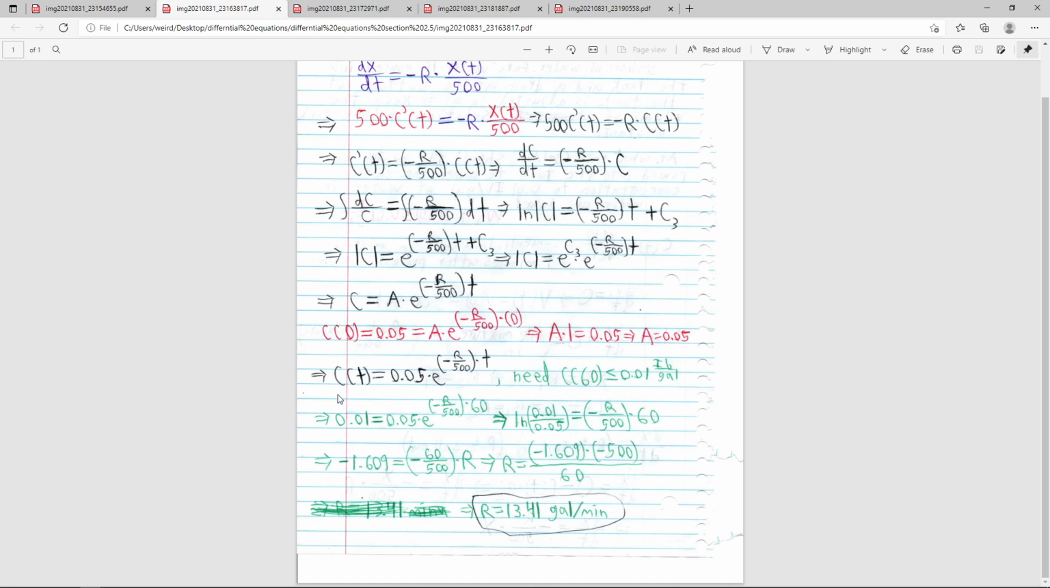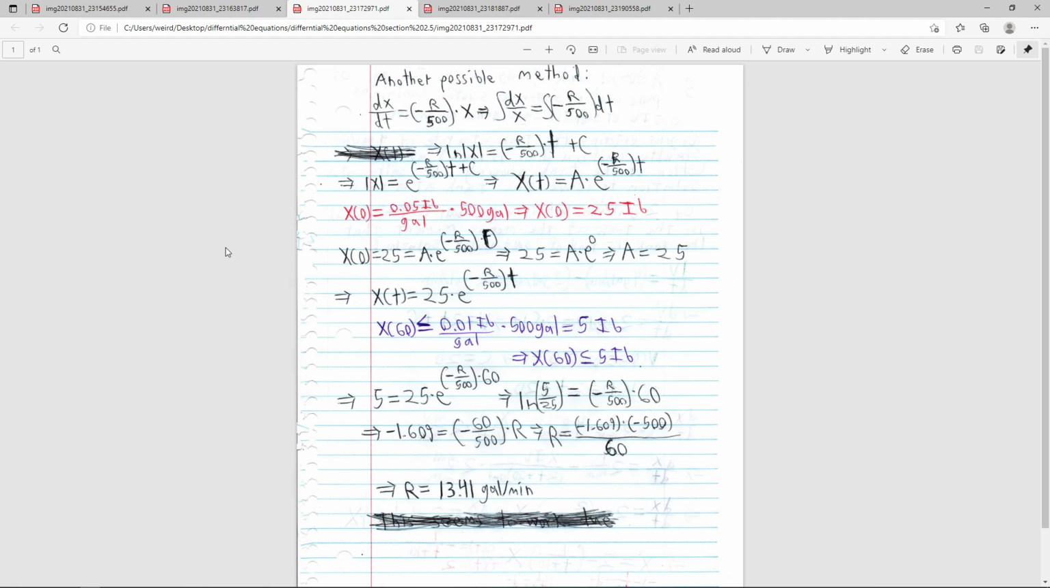So 0.01 is plugged in for C of t. It's equal to 0.05 times e to the negative r divided by 500 times 60, because 60 minutes is the time t. So we divide and take the natural log. So we have negative r divided by 500 times 60 is equal to natural log of 0.01 divided by 0.05. Plug into a calculator, and eventually we solve for r and get 13.41 gallons per minute. And that's what the rate should be.